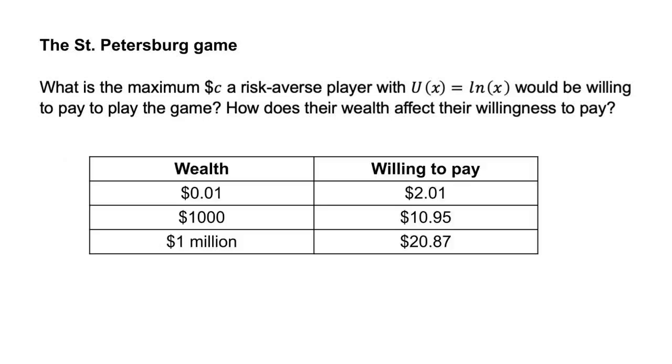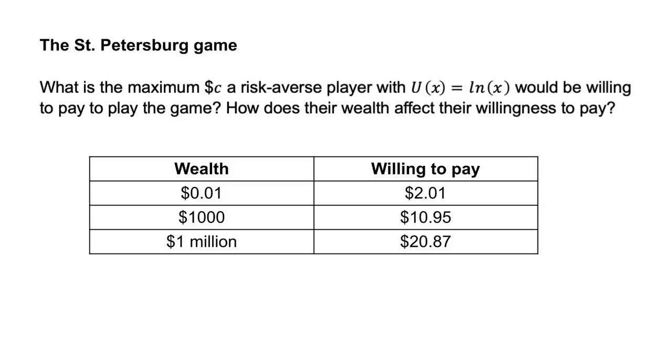If we did solve this, we would find that someone with wealth of 1 cent would be willing to pay up to $2.01. They would need to borrow. Someone with wealth $1,000 would be willing to pay $10.95. A person with a wealth of $1 million would be willing to pay $20.87. We cannot solve for a person with no wealth as ln 0 is undefined.